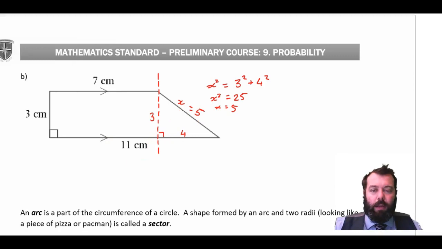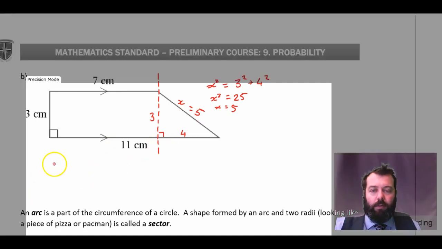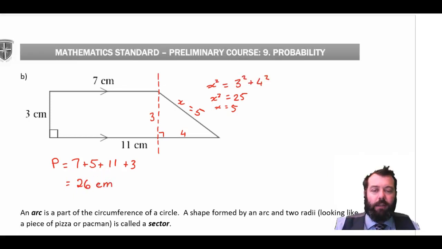Okay, so now my perimeter becomes fairly easy to work out. My perimeter equals 7 plus 5 plus, just be careful here, the 4 and 11, no, just that 11, plus 3, and I've got 12, 23, 26, don't forget your units, 26 centimeters.